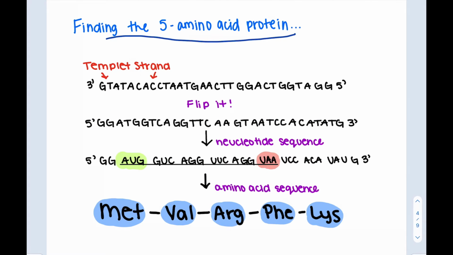So if we take the triplet strand and rearrange it to look like this, and go through the same processes, we can see that it translates to a 5 amino acid long chain. This new amino acid chain is what we'll be using to go over the different types of mutations.